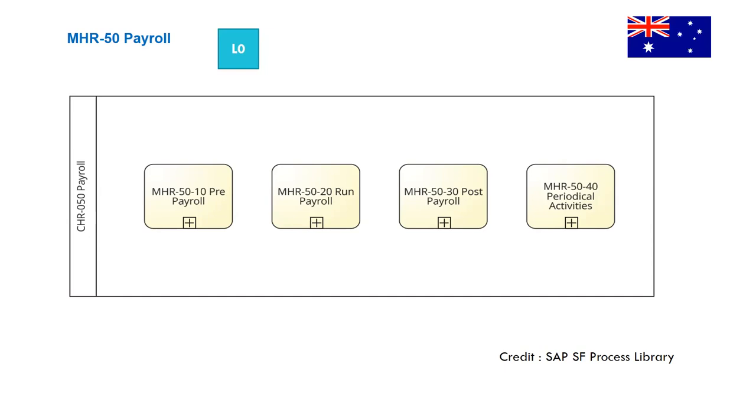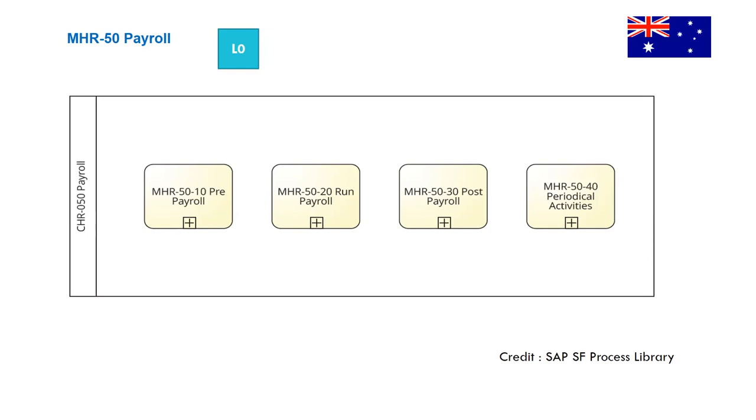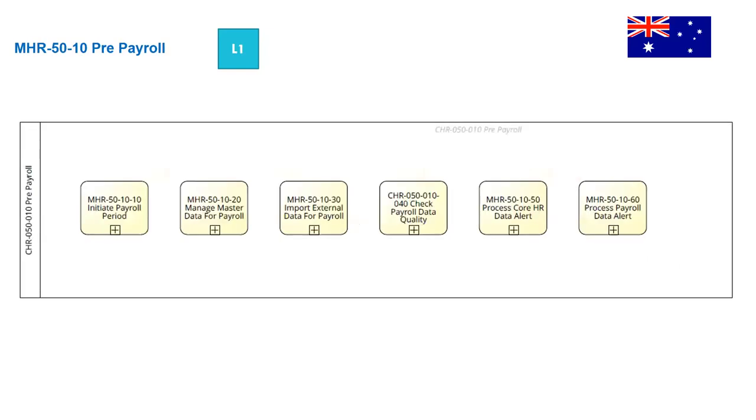So we'll be coming to the L1 process now. When I say L1 process, we'll be discussing one by one. First we'll be discussing the pre-payroll. Here you can see the codes also, 50-10, then 10, 20, 30, 40, 50, 60. These are the things we do in pre-payroll activities. When I say pre-payroll, the first one is initiate payroll period. What is the meaning of initiate payroll period?